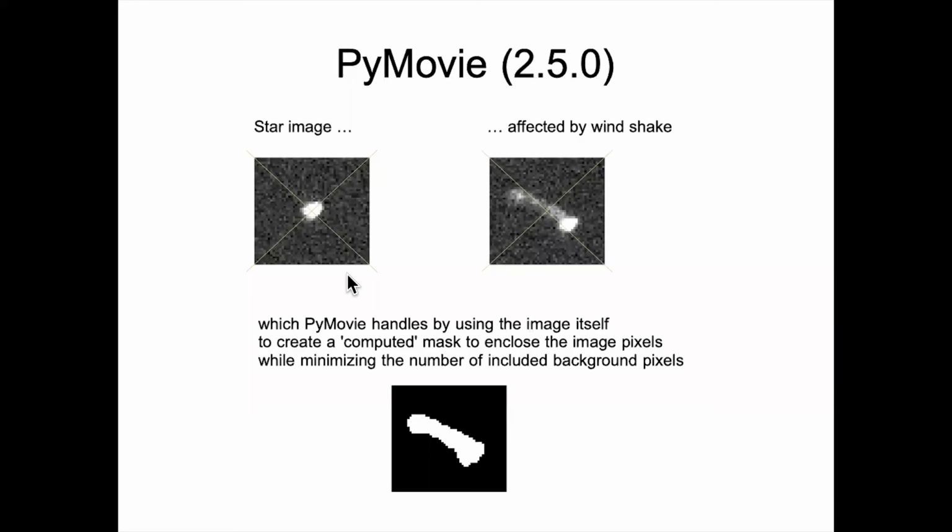Here I demonstrate the computed mask process. On the left is a star that was imaged early in a video. On the right, later in time, the telescope has been shaken by a wind gust, and that same star paints a path on the frame. At the bottom, I am showing the sampling mask that PyMovie created to measure the light. It turns out that this masking technique also makes tracking more robust and improves the signal-to-noise ratio in videos that have not been wind shaken.